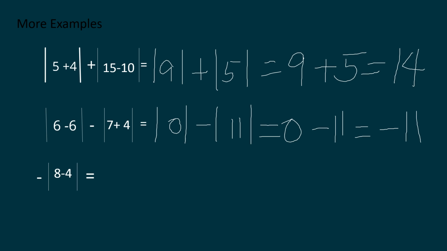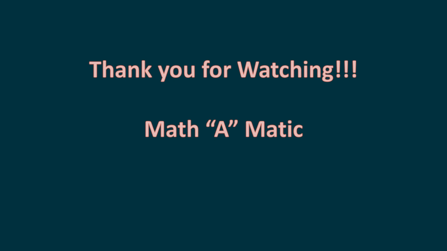Now, what about here? So we have negative outside, and then 8 minus 4, that is 4. And what is the absolute value of 4? 4. But you need to copy the minus outside, so negative 4. So that's how you're going to find for the absolute value of a number or an expression.